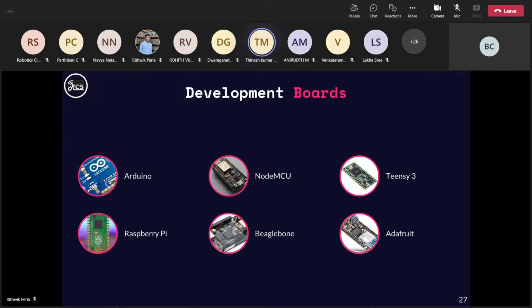The most popular one is Arduino, I think. Then the Raspberry Pi. It is very powerful. You can even make a mini computer out of it. Then NodeMCU has a Wi-Fi and Bluetooth module which can be used for IoT applications, Internet of Things. And there are a lot of development boards out there. Okay, we can go through them.